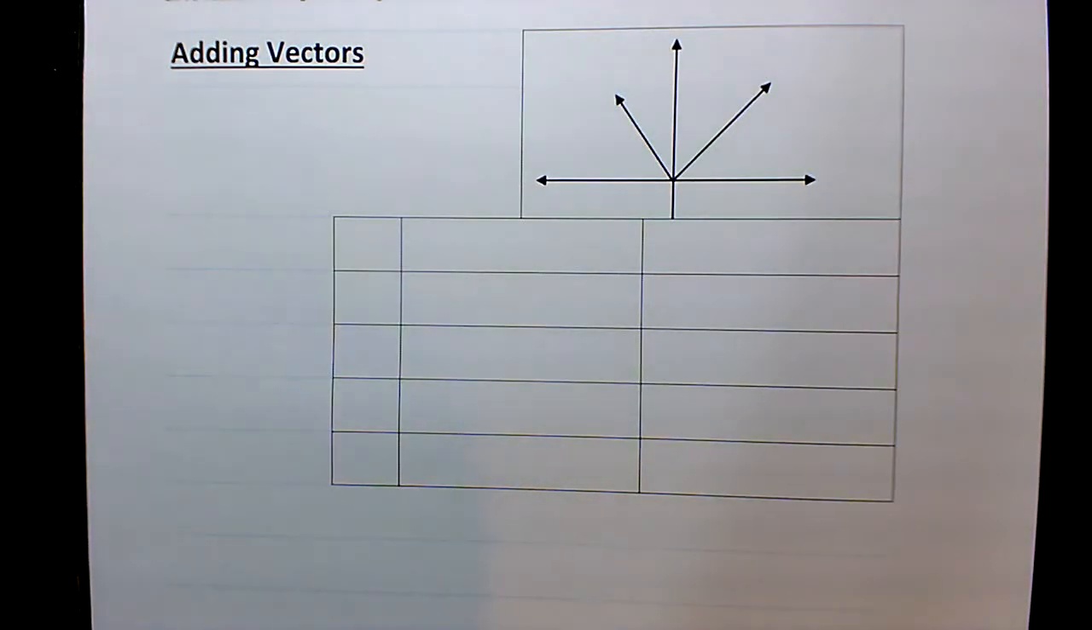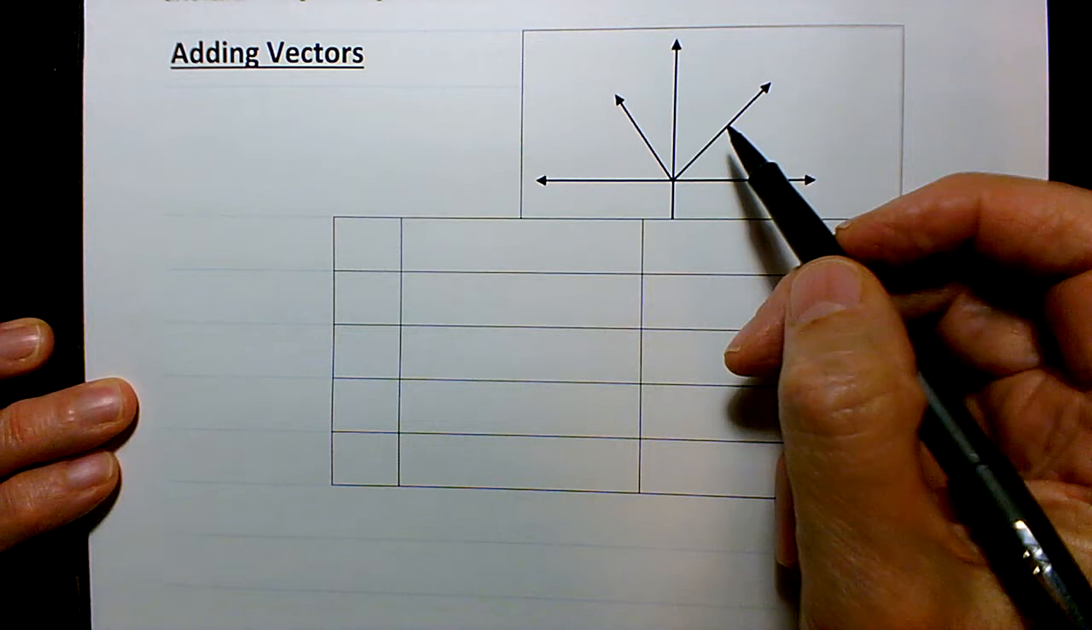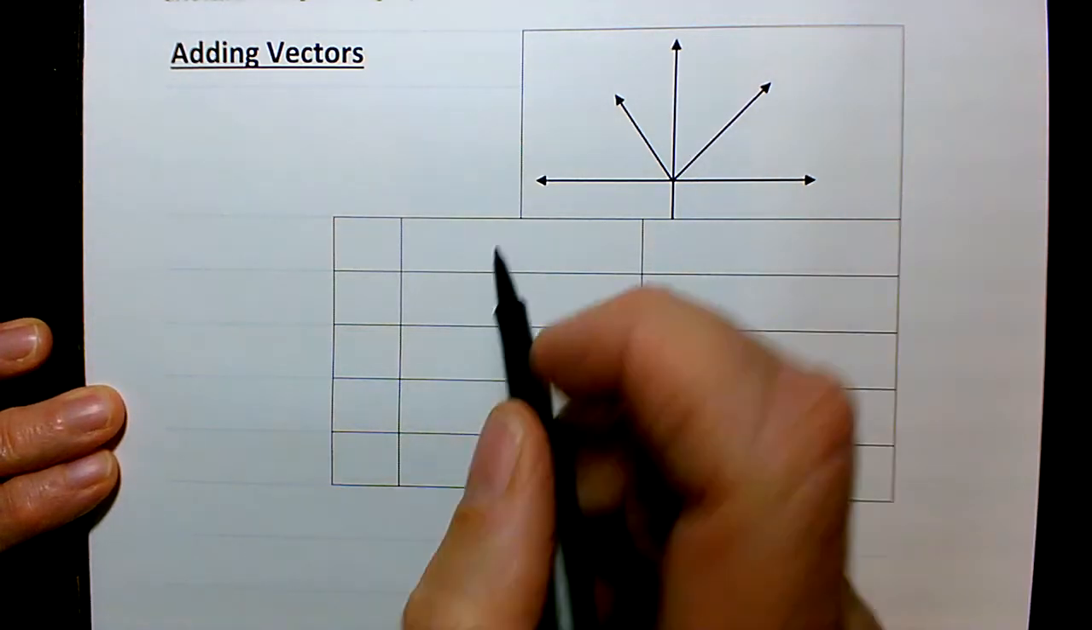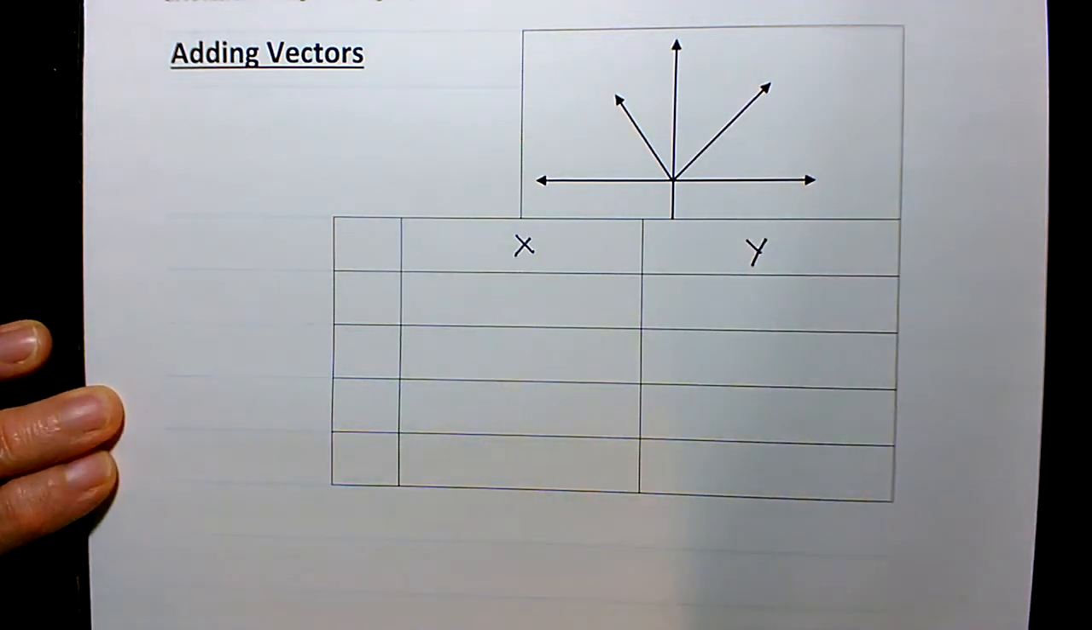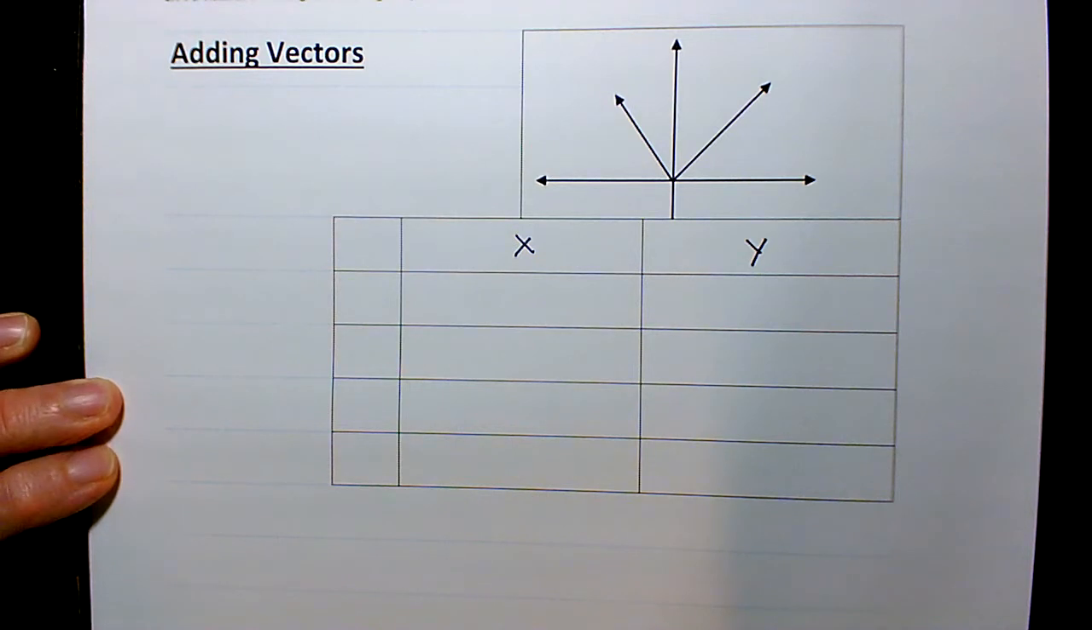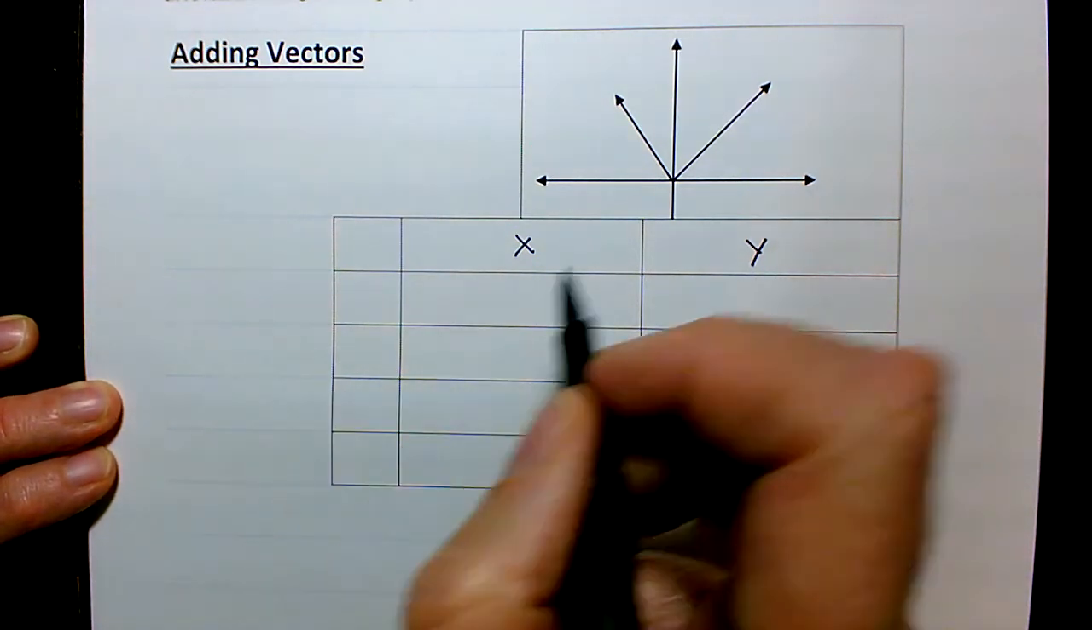Alright, in this video I'm going to add two Cartesian vectors by breaking them into x and y components and then finding the magnitude and direction of the resultant by recomposing the components.